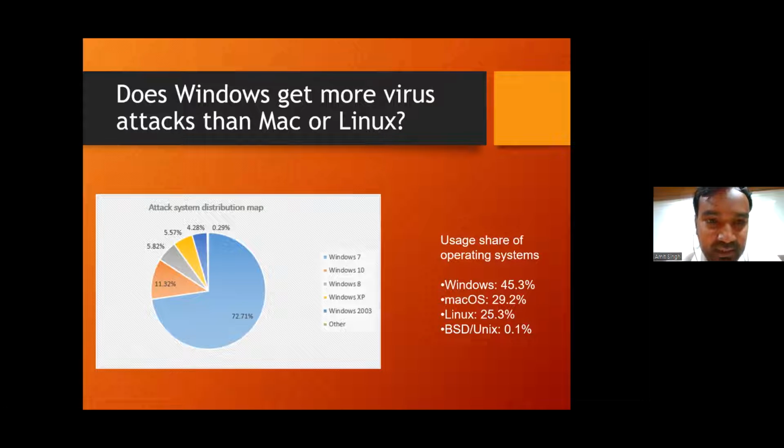So as you can see here in the pie chart, almost 95% of attacks are coming to the Windows OS, and the rest are going to Linux, Unix, and Mac OS. So why is it so? Does this mean that Windows is less secure than Mac or Linux? I want to just share views: do you think that Windows is less secure than Mac or Linux?